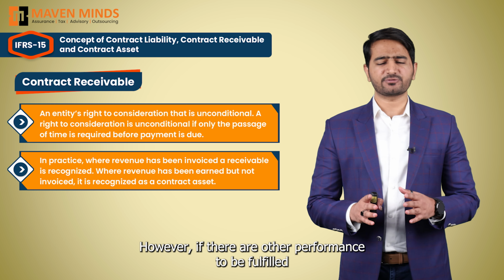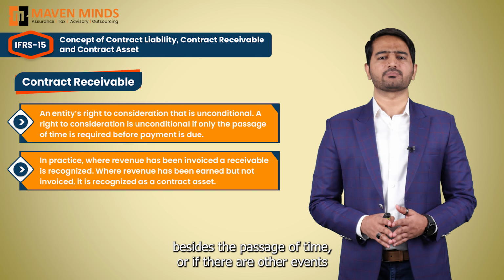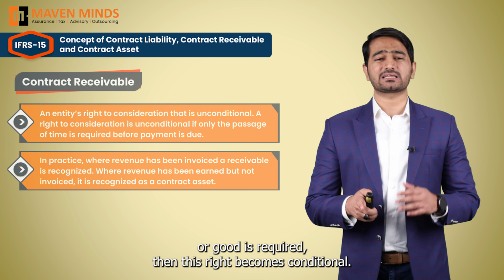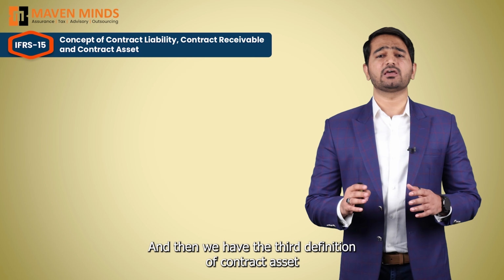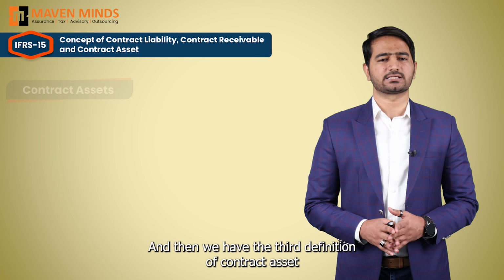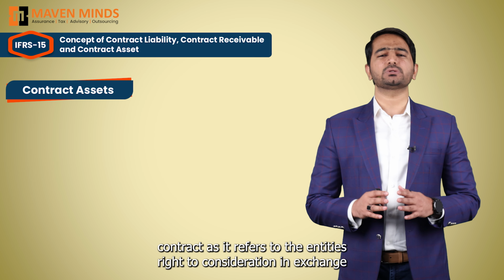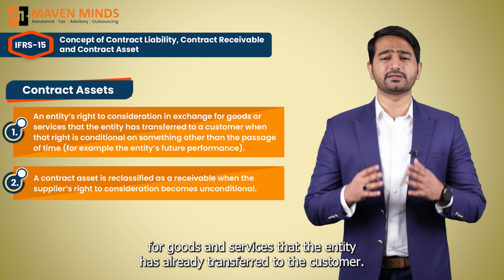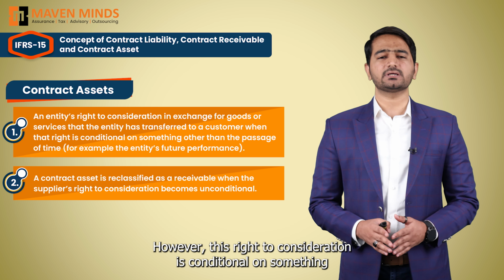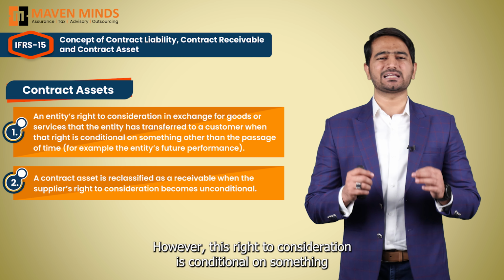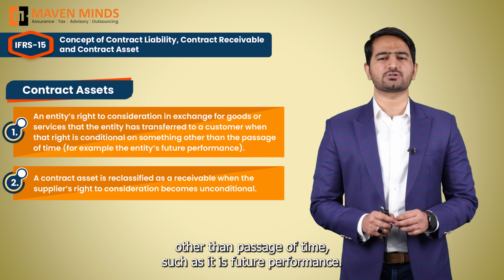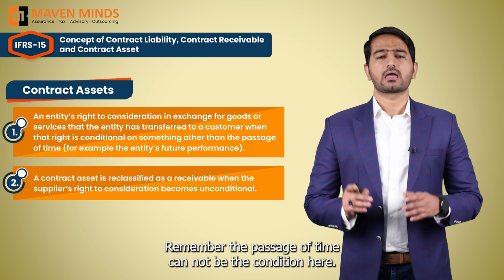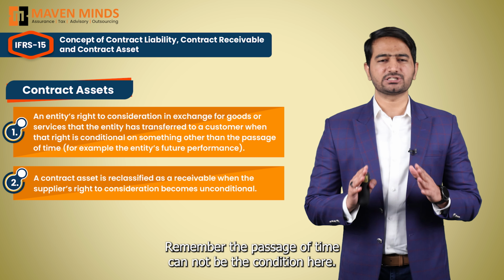However, if there are other performances to be fulfilled besides the passage of time, or if there are other events or occurrences required, then this right becomes conditional. And then we have the third definition, contract asset. Contract asset refers to the entity's right to consideration in exchange for goods and services that the entity has already transferred to the customer. However, this right to consideration is conditional on something other than passage of time, such as the entity's future performance. Remember, passage of time cannot be the condition here.